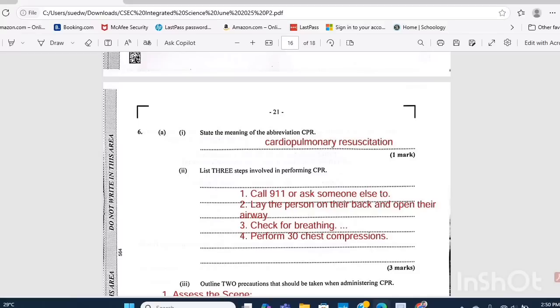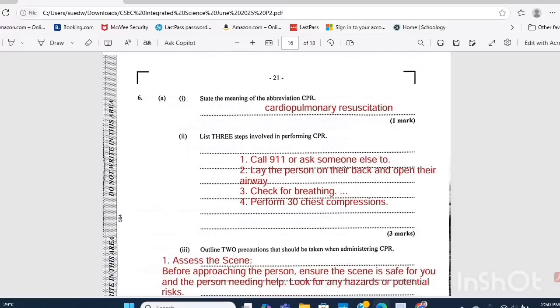So it's calling 911 or asking someone else to, right, or your emergency number, 2, lay the person on the back and open their airway. 3, checking for breathing. And 4, perform the chest compressions that you always see them doing. And maybe if you say pumping the chest, maybe you get it right. And if you said any of these, right, and it didn't ask for them in the correct order, it asked for 3, and I gave you 4. So that would give you your 3 marks.